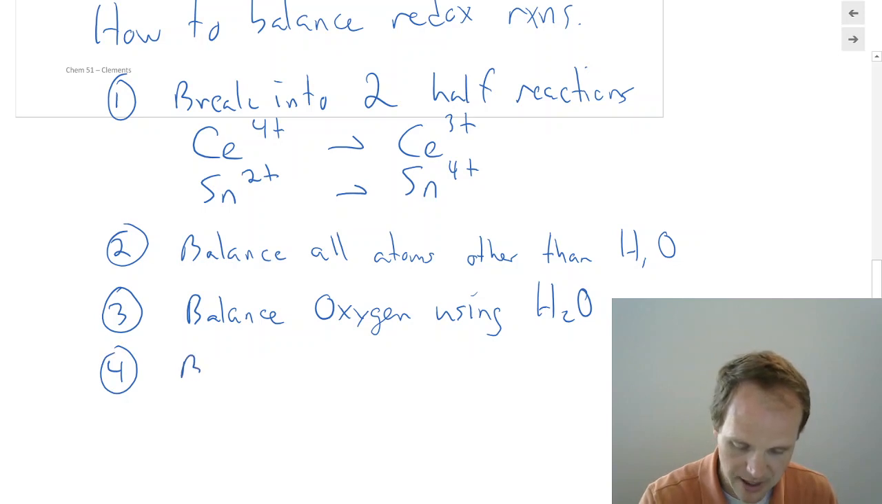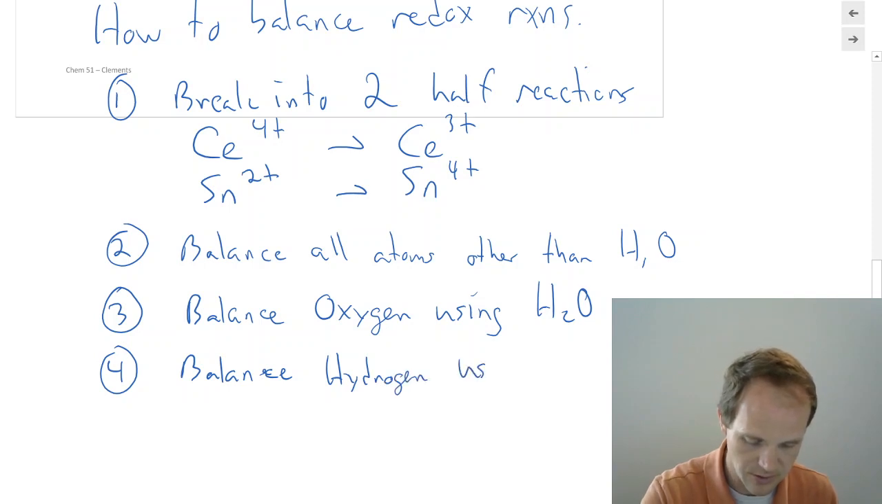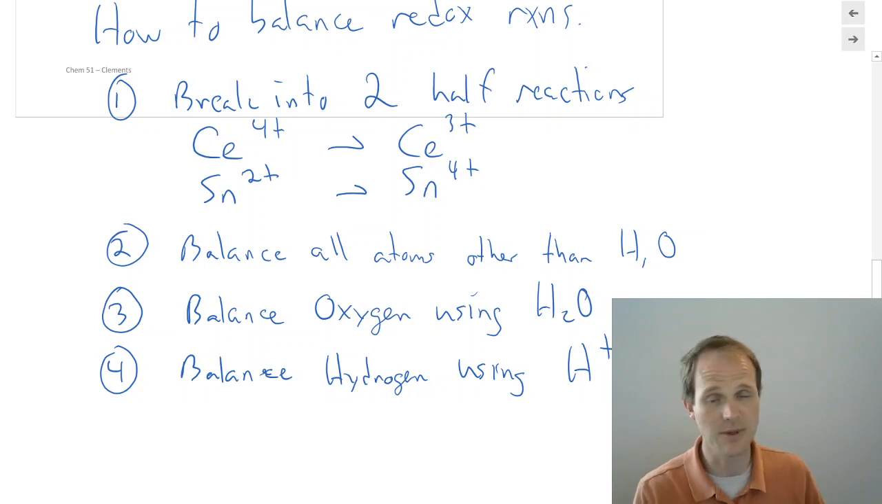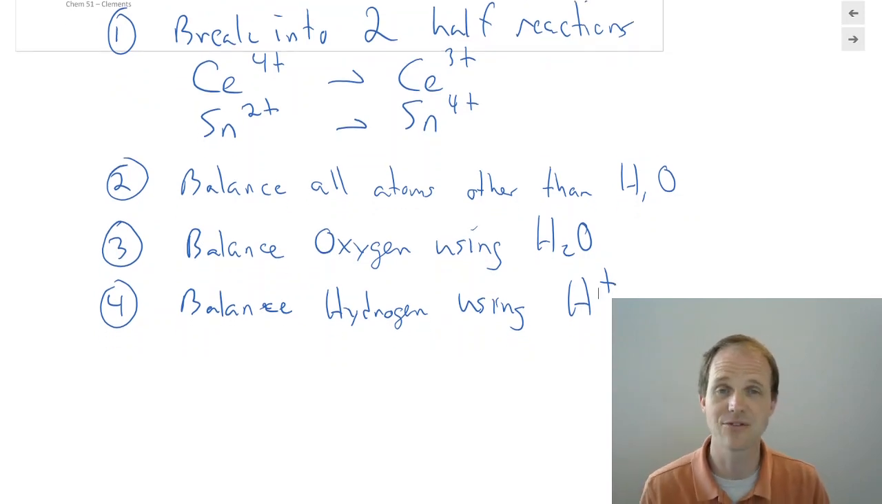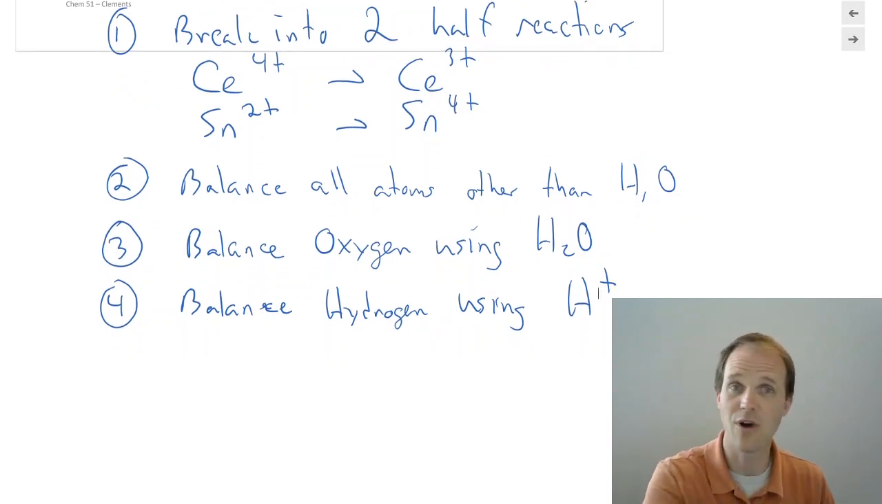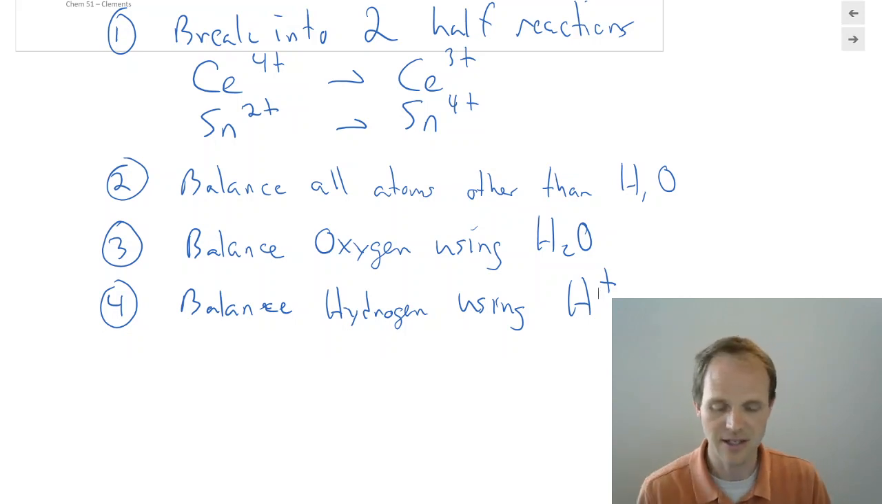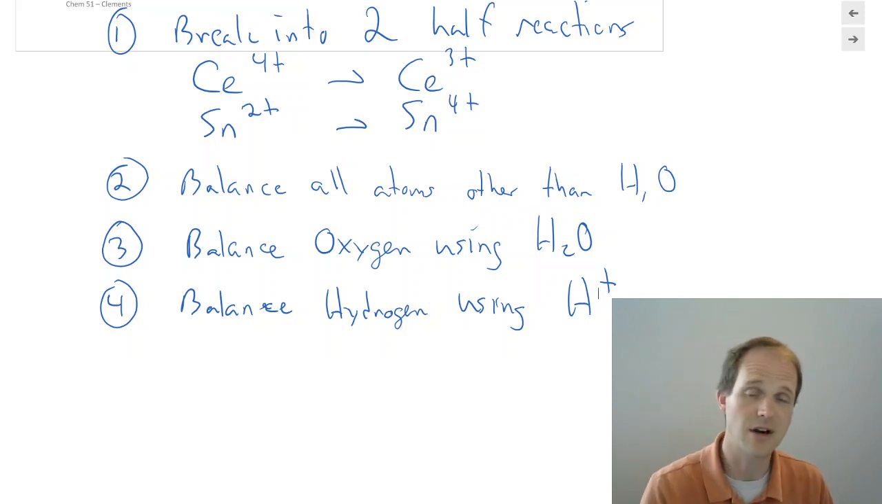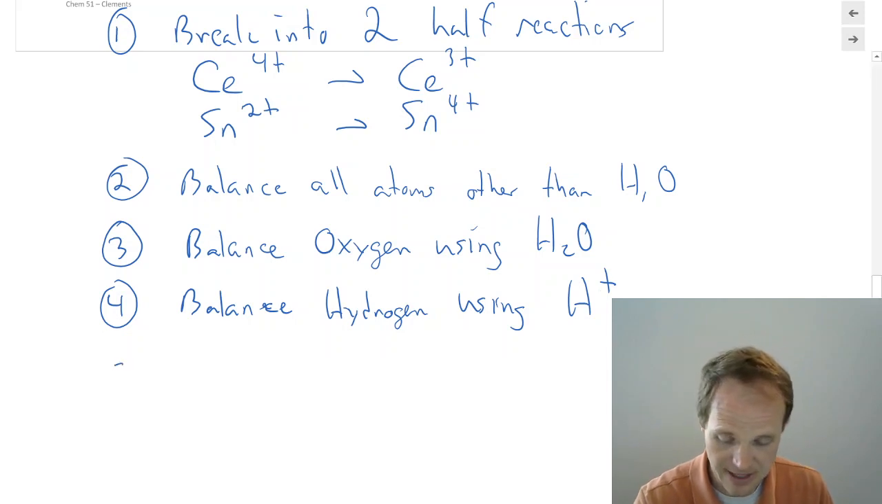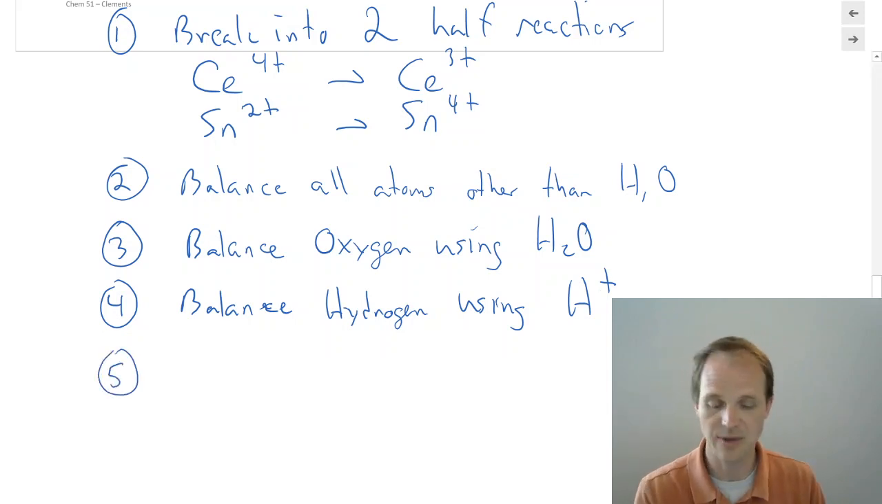Step 4, we're going to balance hydrogen using H+. Now again, we don't have any hydrogens in this one, but that's what we would do. We'd balance hydrogens using H+, right? We added some waters, so we know there's going to be some hydrogens there, and we're going to balance those or other ones that are already in the system using H+. Step 5 does apply to us.